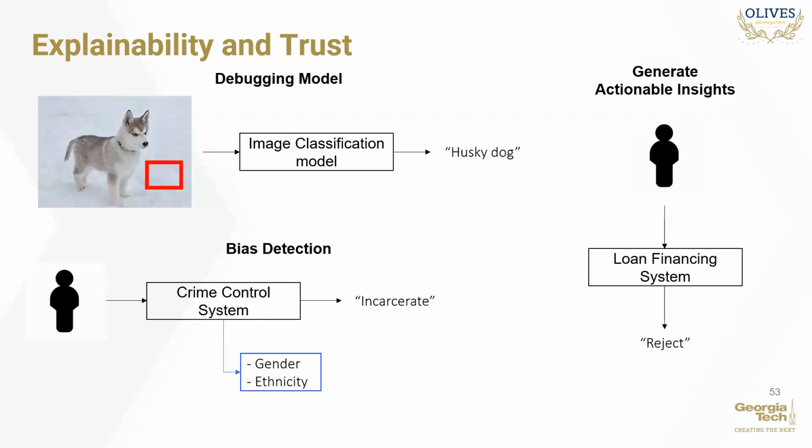Finally, we have another use case for a loan financing system where the user data is fed into a loan financing machine learning system, and the decision is made to reject this person's application. But what we really want for a deployable system is to also provide actionable insights for the user to improve their application the next time. So can this system provide recommendations to the user to have them improve their application for acceptance next time? That would be another use case for explainability.